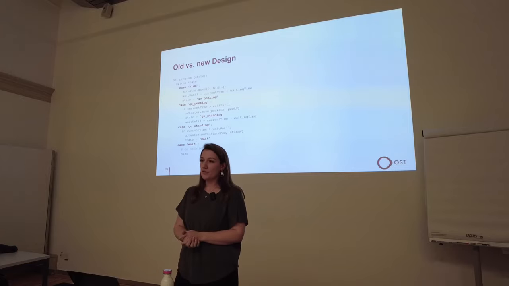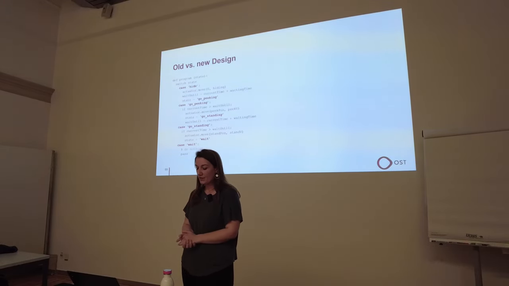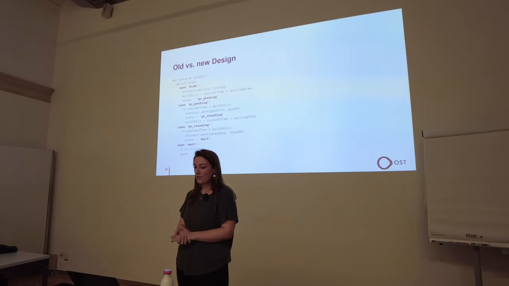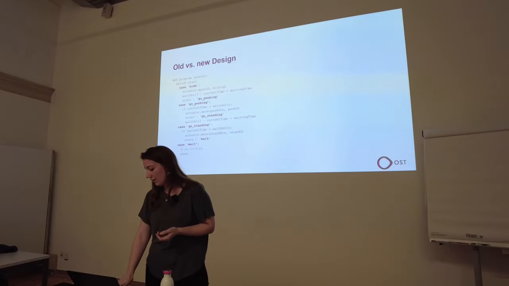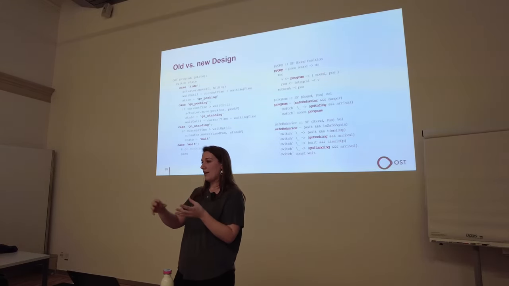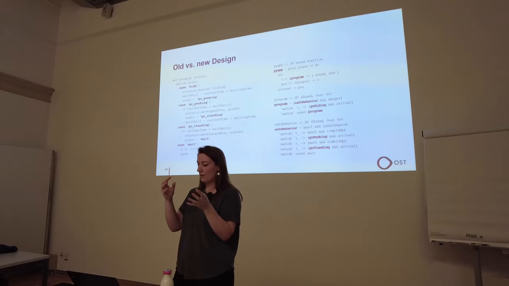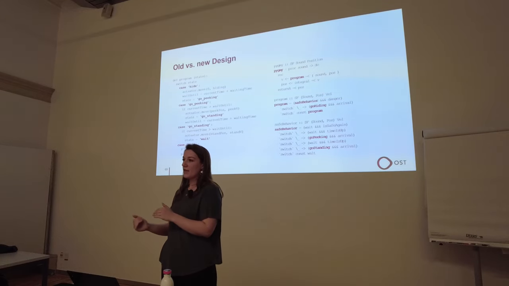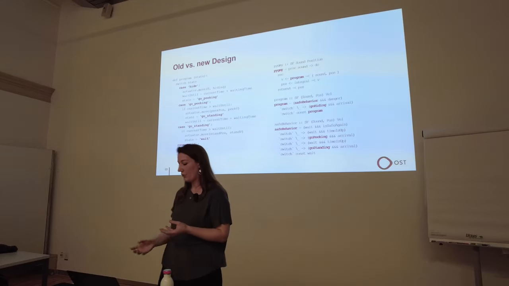So here you see the old design again. This state machine switch statement, and we don't see where the state transition happens, and we see that we are communicating directly with the actuators. And in the new design, it is clear which reaction will be executed after an event happens. So if we want to introduce a new step here, we know what happens before and after, and why the event is changing the program.